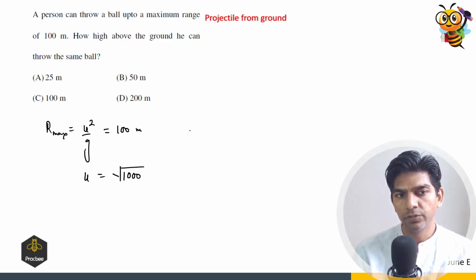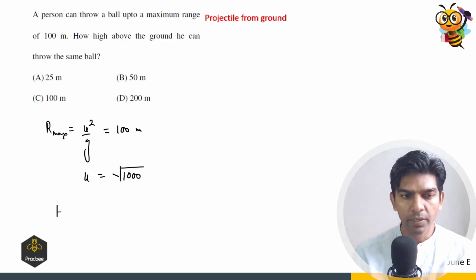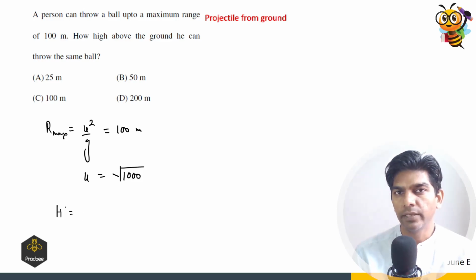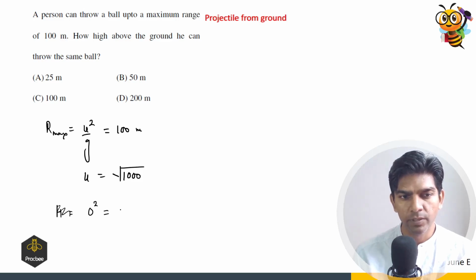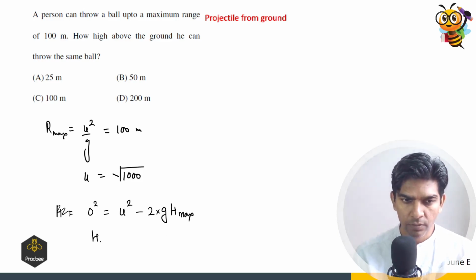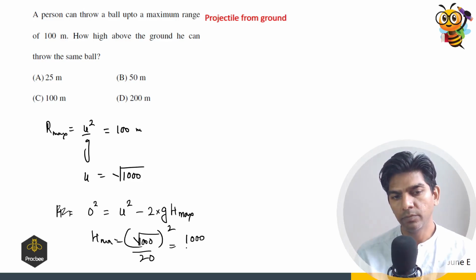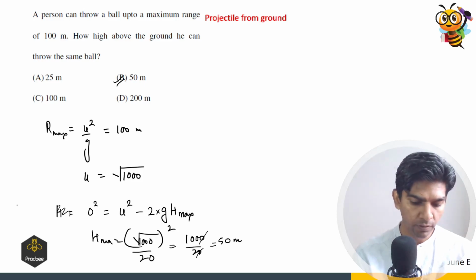So with this speed, if you're throwing the ball in the upward direction, the maximum height will be, if you apply the third equation of motion, final velocity will be 0, initial velocity is u, and minus 2a, that is g times maximum height. So h max will be root 1000 square by 2g, that is 20. So 1000 by 20, that will give us 50 meters. So option B is the right answer.